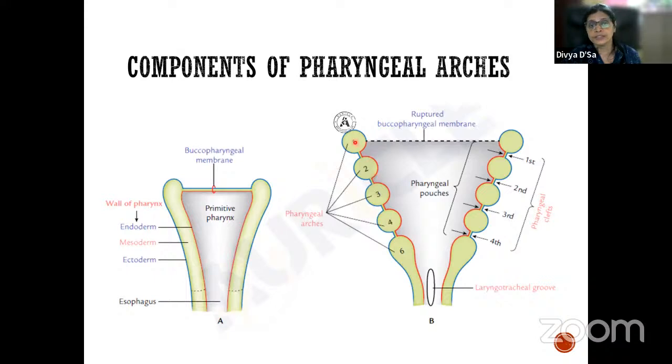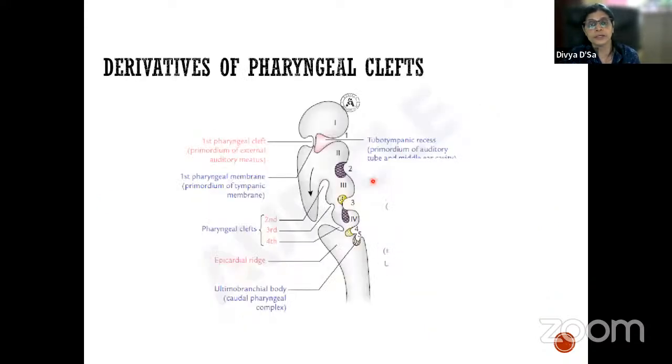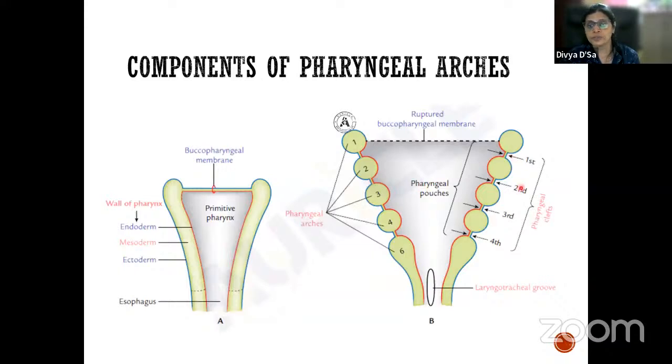So the components: these are the arches, the mesodermal arches. Then outside, 1, 2, 3, 4 are the pharyngeal clefts, and on the inside will be the 4 pouches. And where they approximate will be the pharyngeal membrane. Now, first we will see what happens on the outside.